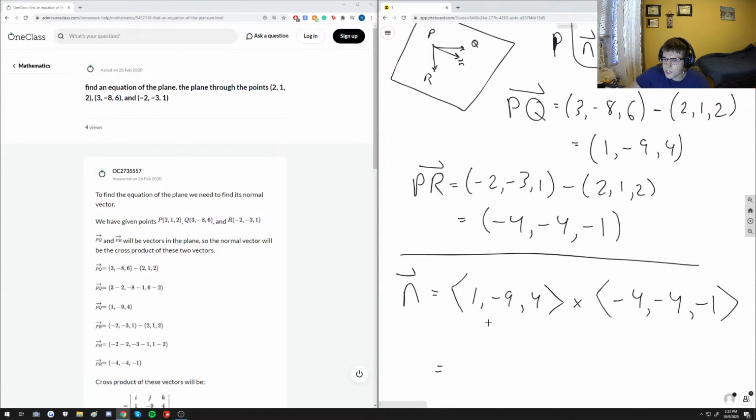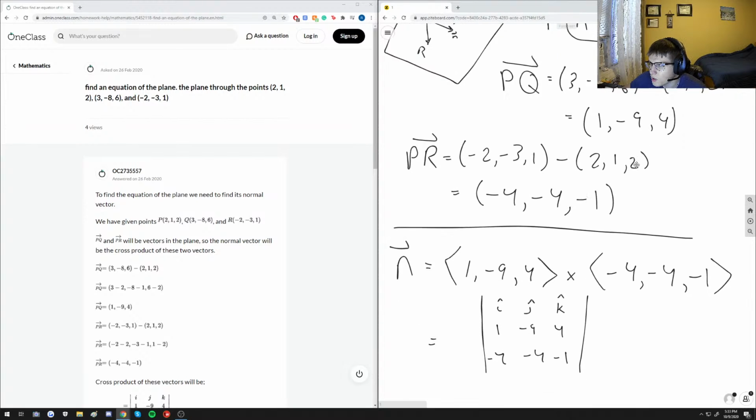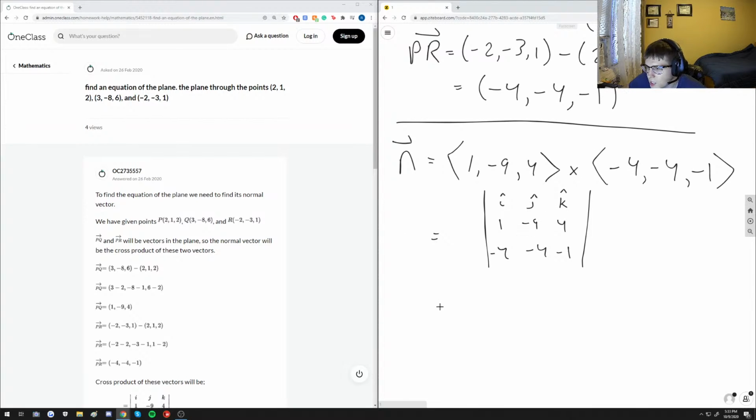And we're going to write this as a determinant. And this is just the definition of a cross product. So our top row is going to be the i hat, j hat, k hat, which are the unit vectors for the i, j, k, or x, y, z direction. And then we are going to write our vectors row-wise, so as so. And then we are going to find the determinant of this matrix.